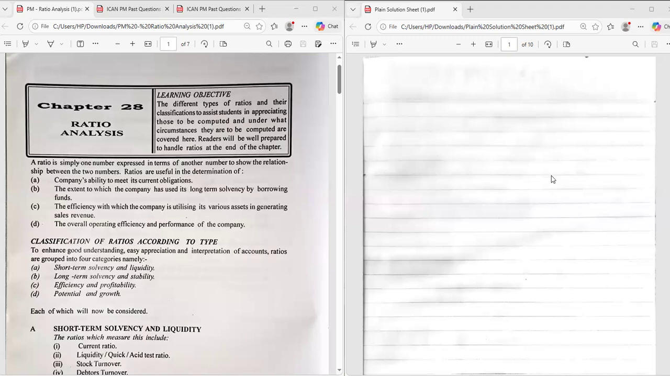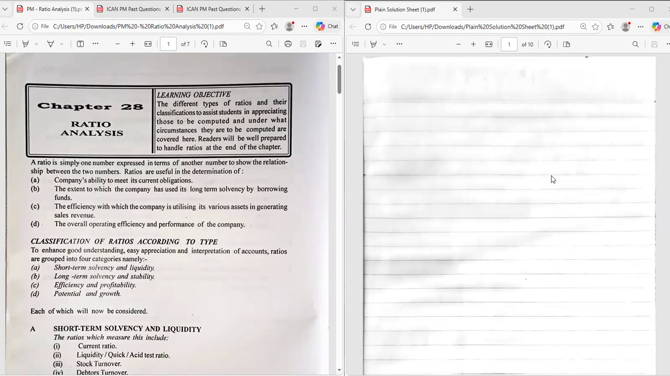This ratio analysis is a common topic in the majority of your courses, including PM, FR, SBR, and PSAF. It's the same ratio anywhere, anytime. The only thing I can change is that of PSAF, I can change small. But for FR, SBR, PM, whatever course you are doing, ratio is ratio.